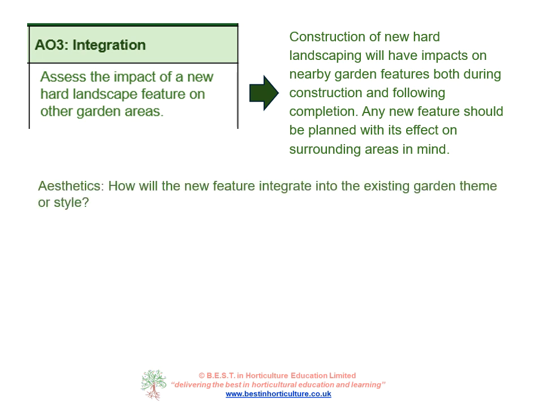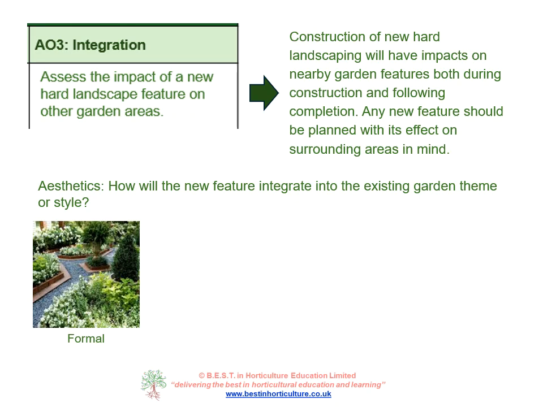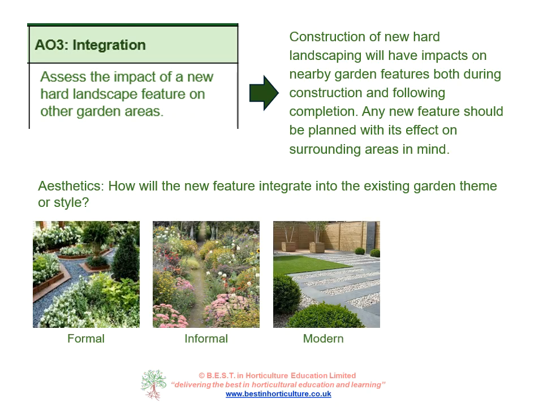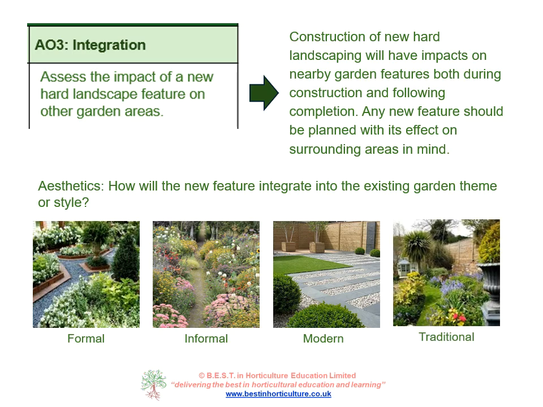These might include aesthetics. How will the new feature integrate into the existing garden theme or style? No feature should be planned in isolation. Doing so can lead to a mishmash of features which bear no relationship to the overall garden, and the resulting chaotic image won't be visually pleasing. So think about whether the overall garden style is formal or informal, modern or traditional.